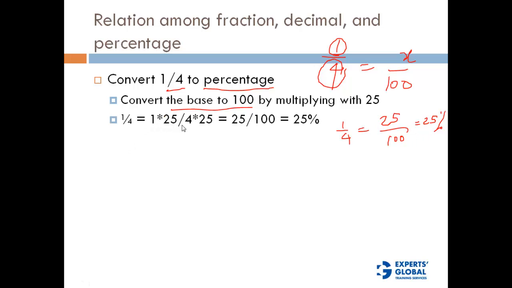1 by 4 is equal to 1 into 25 divided by 4 into 25. We multiply by 25 to make the denominator 100. Once we get it to 100, we get the percentage value.